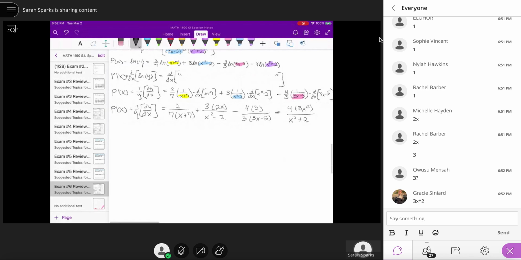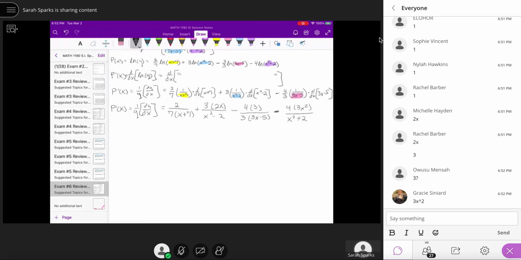So we're back to one page now. Alright, so now we can simplify a little bit. You see this 3 and that 3 is going to cancel out. So let's write this one more time and then we can get into our third step. 1 over y dy dx is equal to 2 over 7 times x plus 7, plus 6x over x squared minus 2, minus 4 over 3x minus 5, and then minus 12x squared over x cubed plus 2.